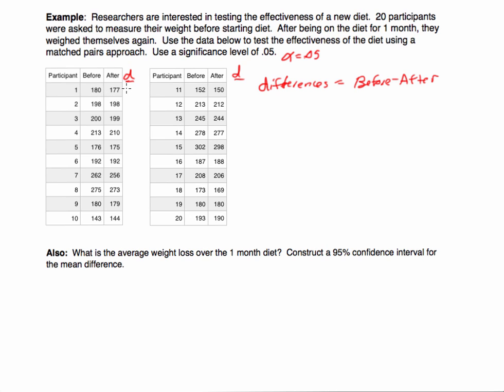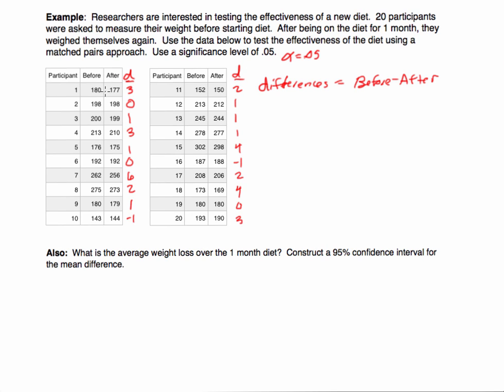180 minus 170. So I'm going to take the before and subtract the after, and I'm going to get all the differences. So some of these are more significant than others. And what I want you to think about is, relative to this problem, what is this value of the difference for each one of these? What does it represent? If we're taking the before weight and subtracting the after weight, what are we getting? The difference here is going to be the weight loss.